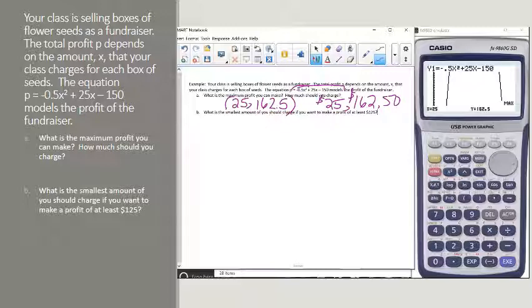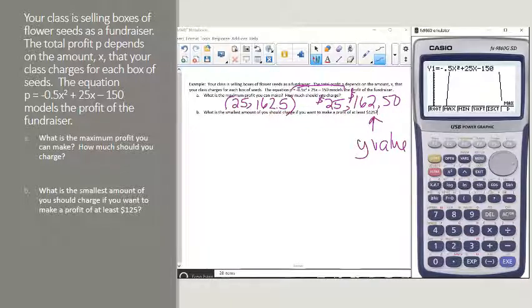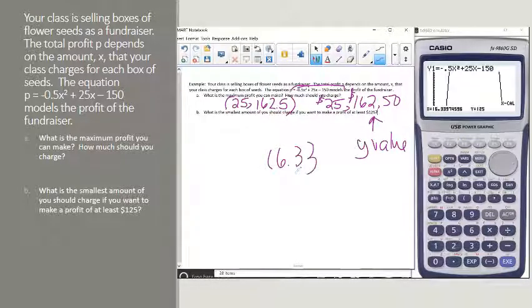All right, my next question says, what is the smallest amount you should charge if you want to make a profit of at least $125? So 125 is our profit, so this is our Y value. So that means we want to find an X value. So I'm going to Shift G-solve. I want to do X-calc. So I'm going to press more. X-calc is over F2, and I'm going to put in 125. And my X there is going to be 16.33. So we should charge $16.33.